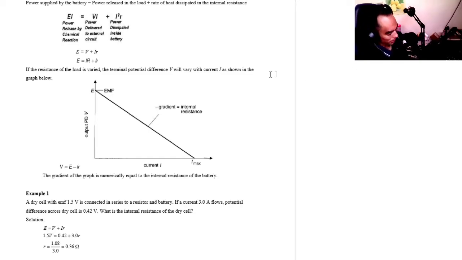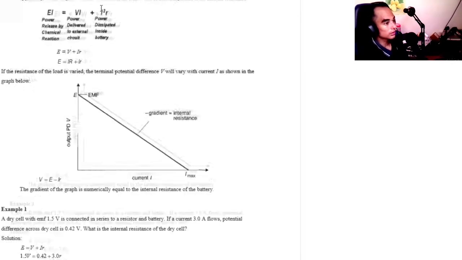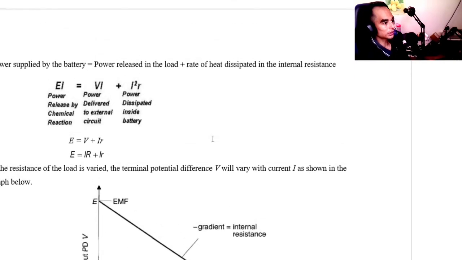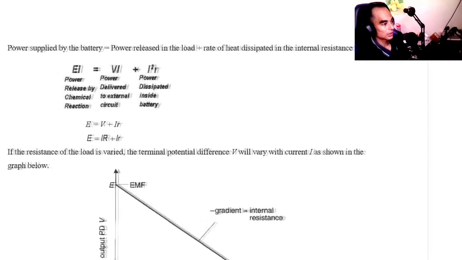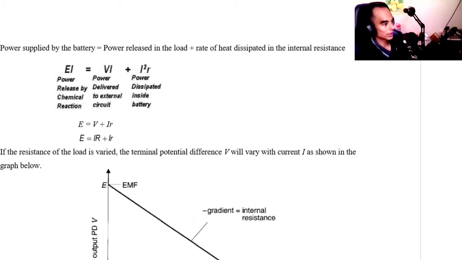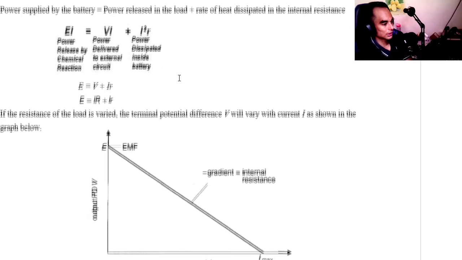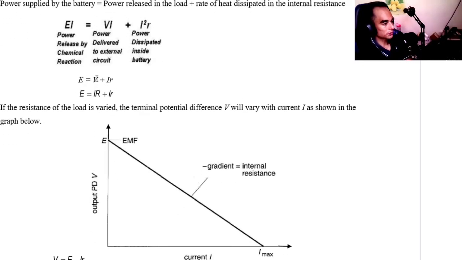Power supplied by the battery equals the power released in the load plus the rate of heat in the internal resistance. EI, the power released by the chemical reaction, equals VI, the power liberated by the external circuit, plus I squared R, the power dissipated inside the battery. Then we came up with E equals V plus IR.